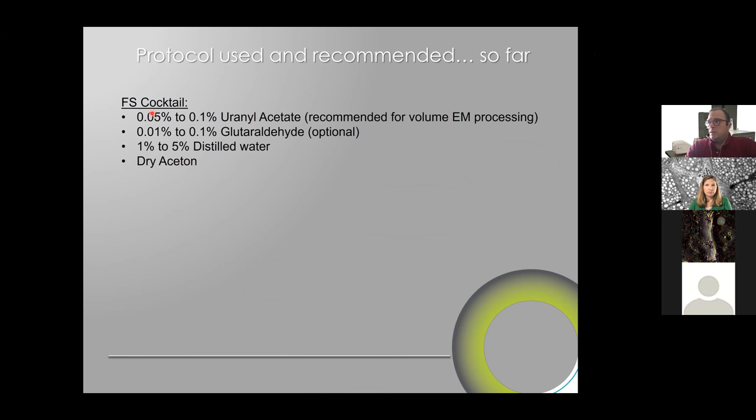And so the cocktails, we've tested also a few cocktails, varying from 0.05% to 0.1% of uranyl acetate. I always fixed myself to keep only uranyl acetate, eventually glutaraldehyde, and 1 to 5% of water. I did not try to put other heavy metal salt because I wanted to narrow down the variability as much as I could. And you will already understand that this is hard to keep as precise as possible.